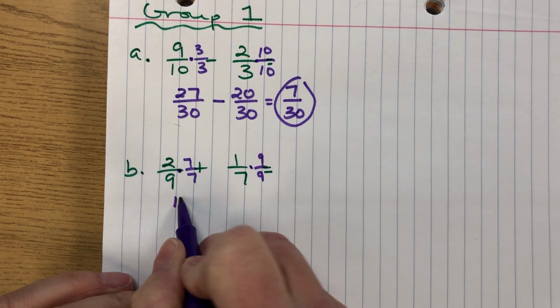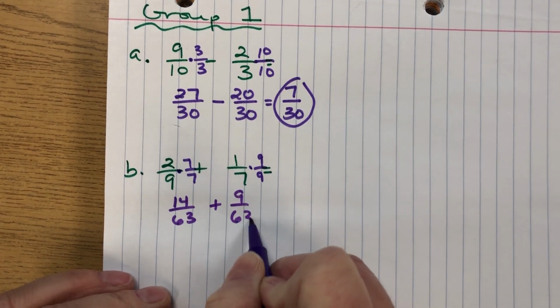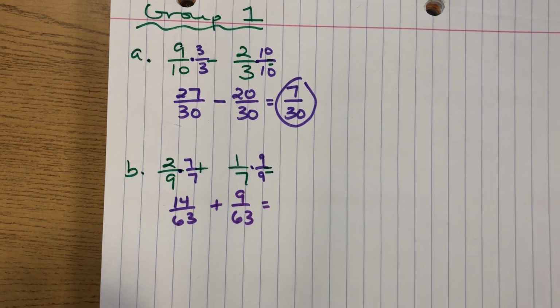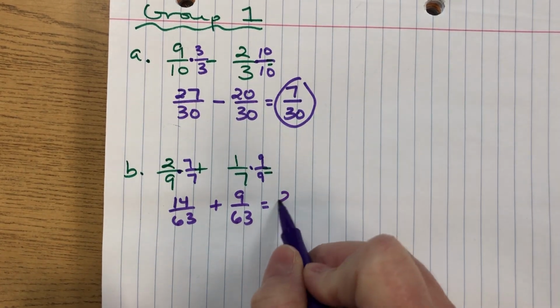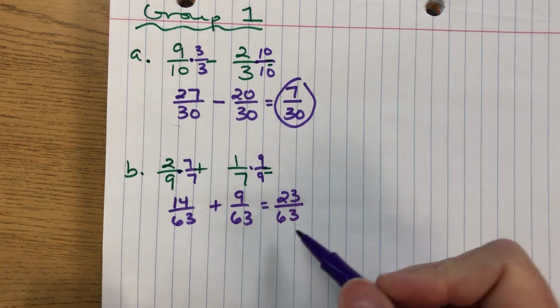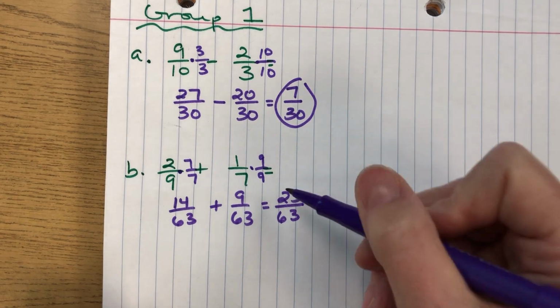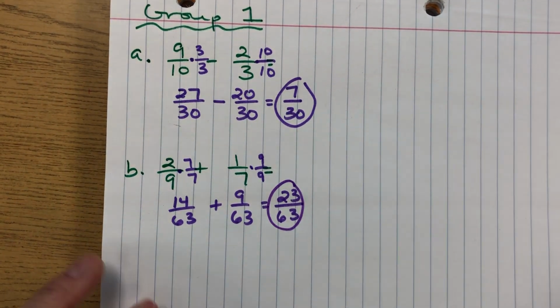My new fractions are 14 over 63 plus 9 over 63. And we're supposed to add these together. 14 plus 9 is 23, and 63 stays the same. I should ask myself, is there a number that goes into 23 and 63 other than 1? And there's not, so that is in simplest form. All right, so that's group 1.